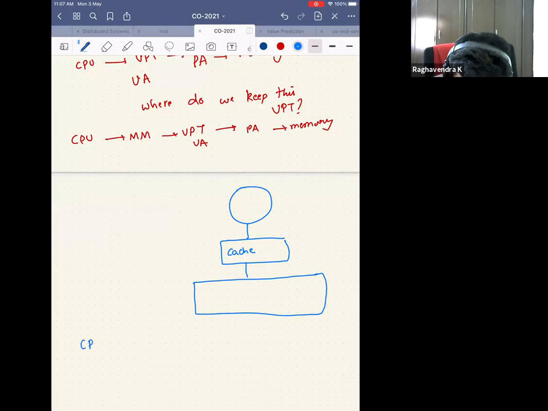So when the CPU generates an address, we search in the cache. Only if it's a hit, we give back the data. Only if it's a miss, I go to the main memory. Right? So this is what we were accustomed to.